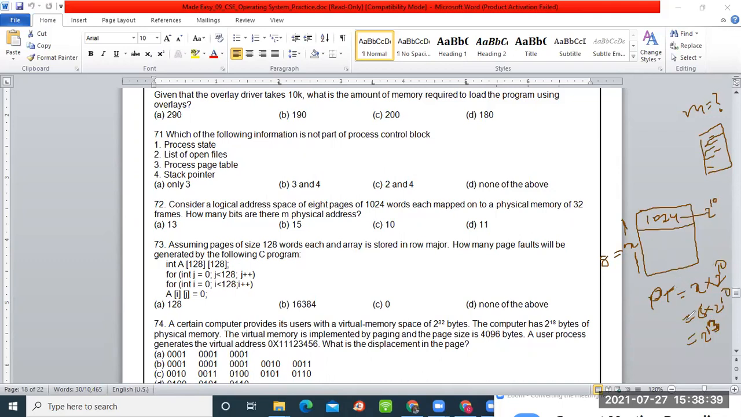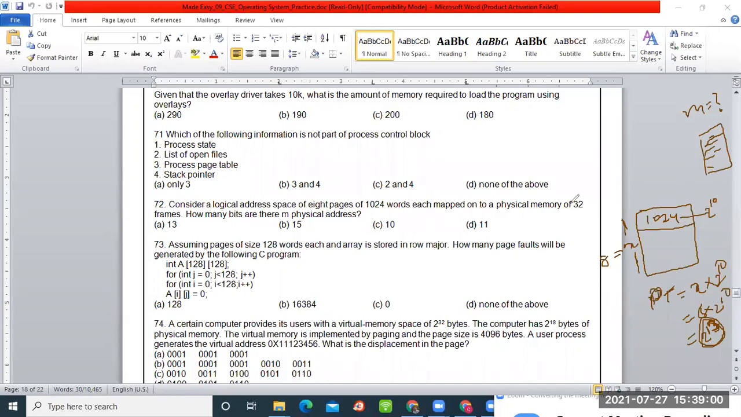Now this is my process size. If this is my process size, how many frames are there? Now there are 32 frames. It will be 32 frames that are required. Now this will be like my process size.